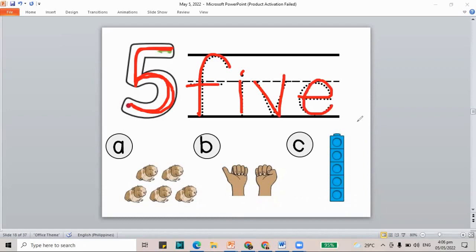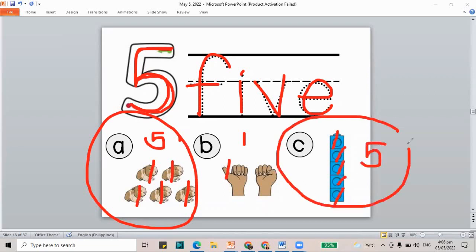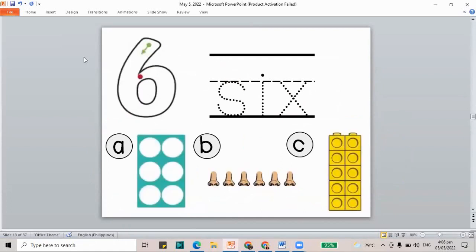And how about our pictures that show five? So let's check our hamsters. Let's count them all. One, two, three, four, five. We have five hamsters. Let's circle this one. How about our hands? Do we have five fingers showing? No, it's only one. See? That's not five. How about the lined blocks? One, two, three, four, five. This is five. Let's circle this one. So we found all the things that show five. Now, how about we jump to another number? After five is the number six.